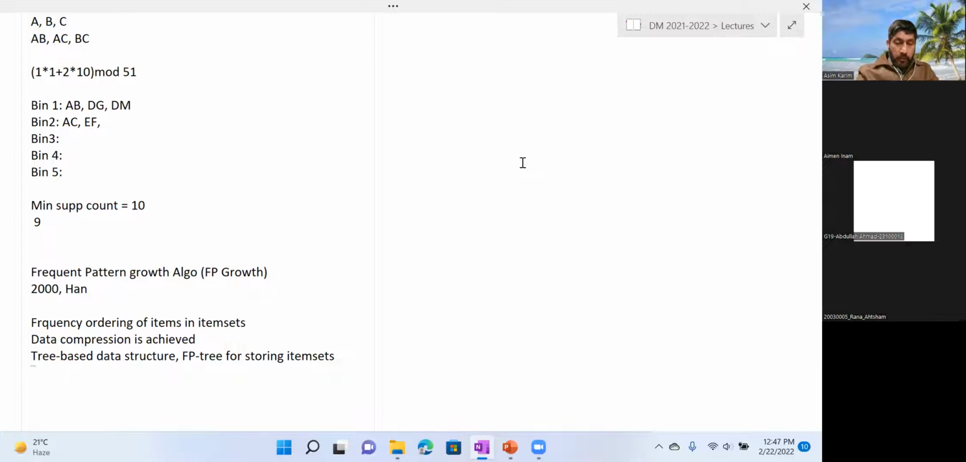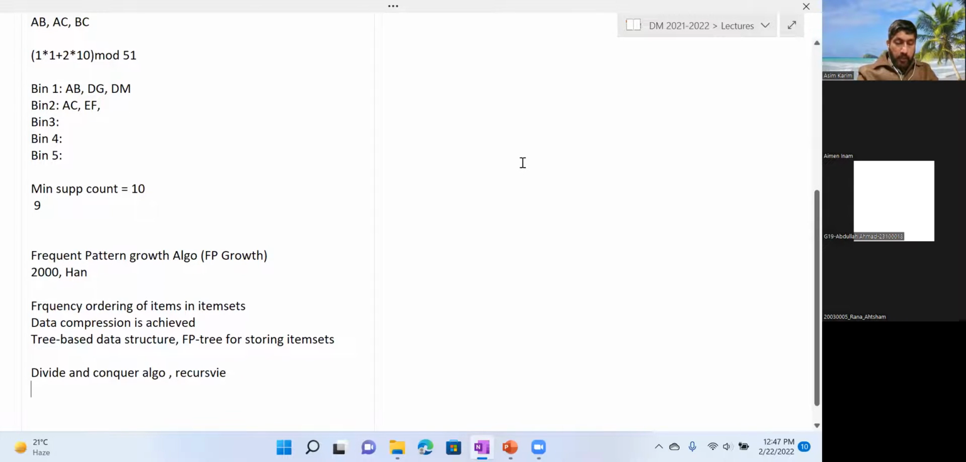Some other characteristics: this is basically a divide and conquer algorithm. We have various classes of algorithms from algorithms and data structures, and this is a divide and conquer algorithm. It is also recursive. And thirdly, it is depth first.